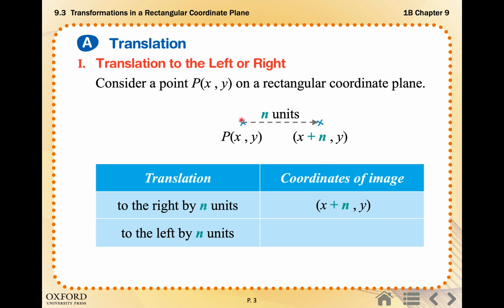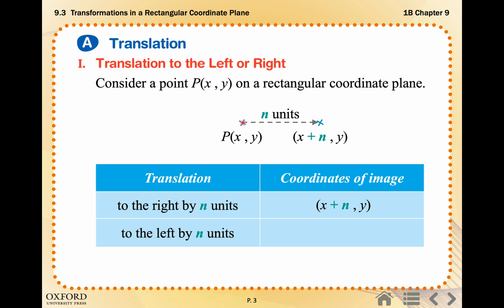That's why, for the coordinates of the image, that means after the translation of n units to the right hand side, you can see that the image and the point P form a horizontal line. Here is the horizontal line. So look at their y coordinates. Originally, the original point P has y coordinate equal to y. And the image's y coordinate is also y. That means it didn't have any changes. The y coordinate remains unchanged.